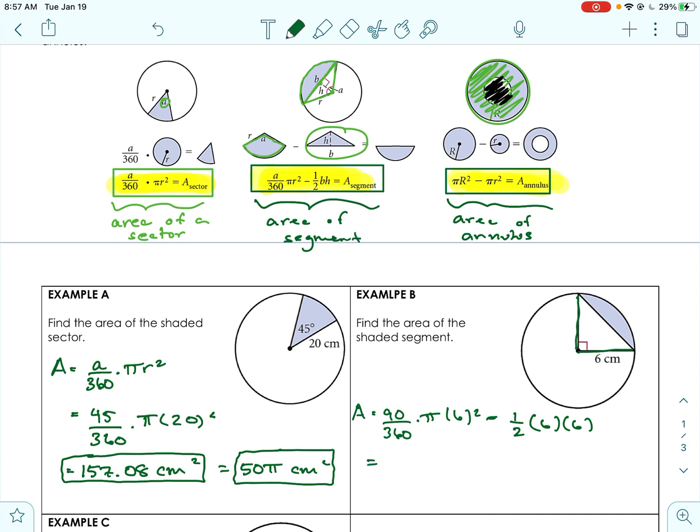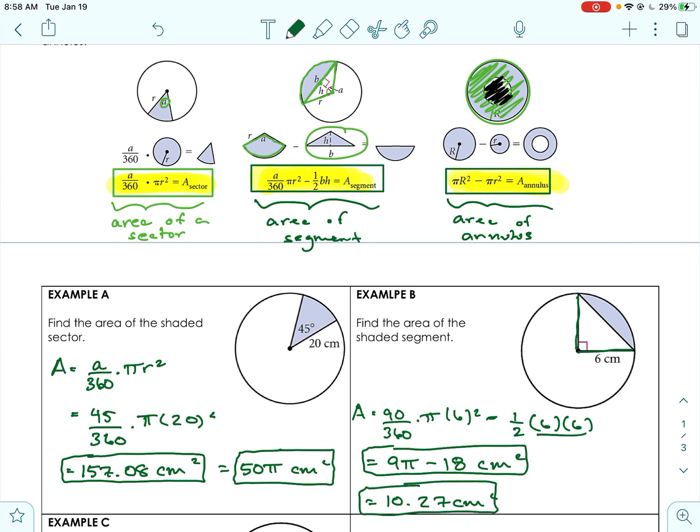So we go ahead and we type this in. 90 over 360 times 6 squared, which is 36. So this will be equal to 9 pi. Then 36 times half is 18, so minus 18. So we could leave this as our answer, 9 pi minus 18 square centimeters. Or you could type in 9 pi minus 18, which would give you 10.27 square centimeters. So again, there you're actually getting a number without the pi, but you do have to round it, and it's not an exact answer.